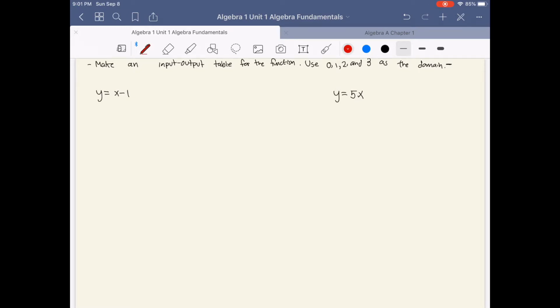Now, this is a problem found in your seat work. Okay, so let's go read through the instructions. Make an input output table for the function. Use 0, 1, 2, and 3 as a domain. Now, you're given this problem, y equals x minus 1. Now, the input output table is what you just saw, what we previously did. So, you're going to make that table. That same table I made.